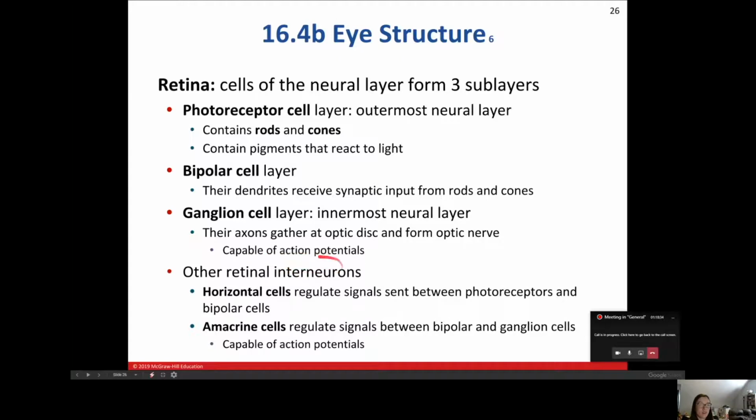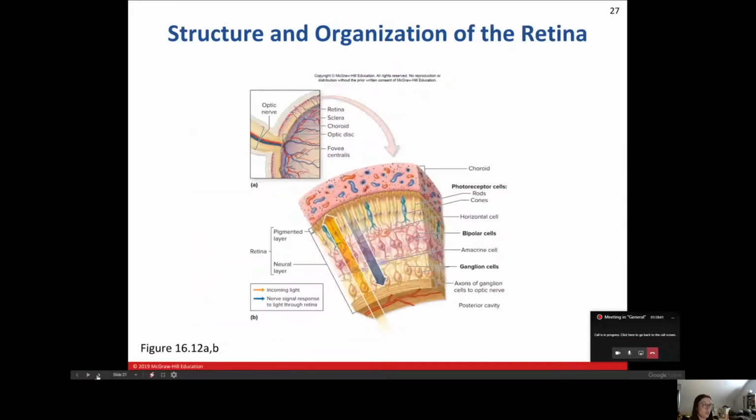Now, there are a couple of interneurons between them, the horizontal and amacrine cells. We're not going to talk about them as much, but they regulate the signals that are sent between those cells.